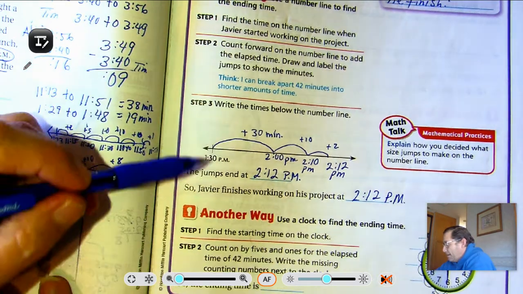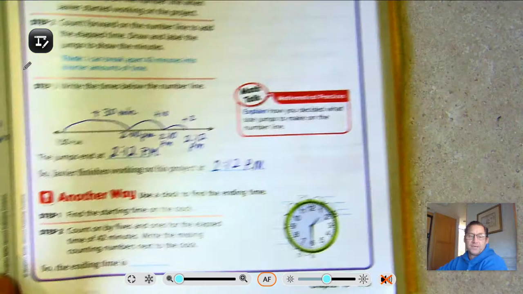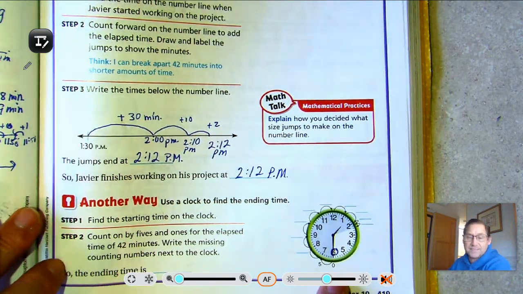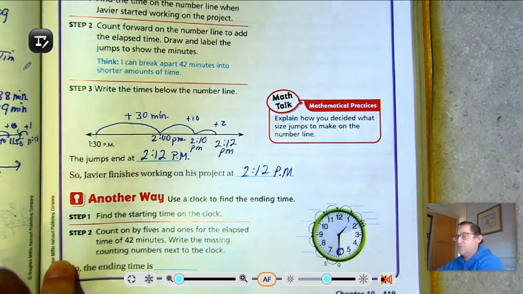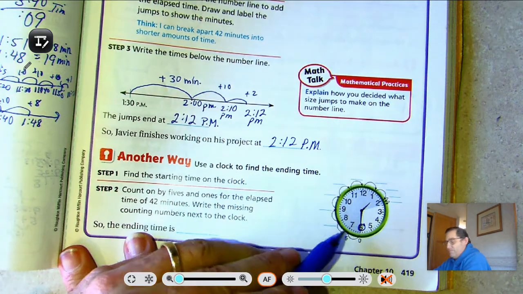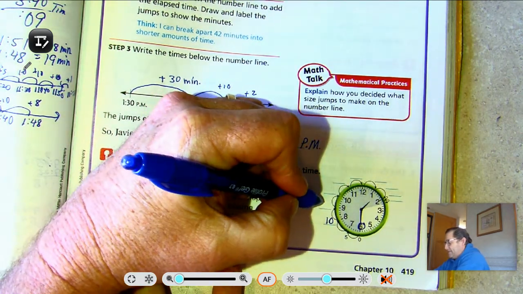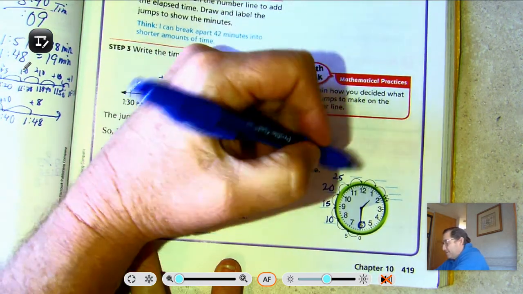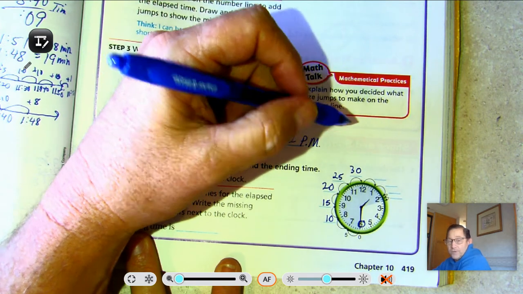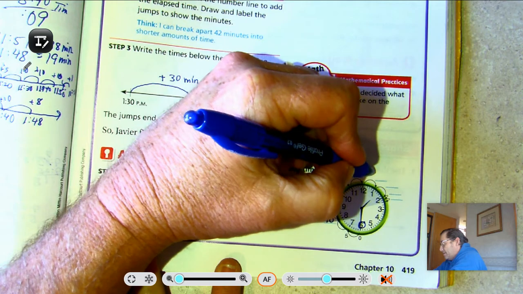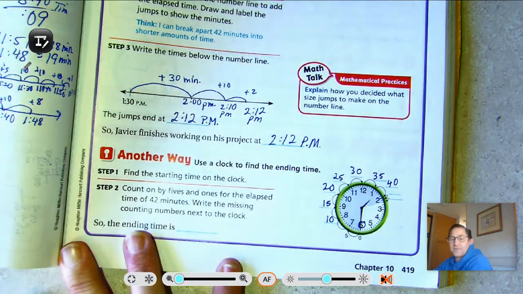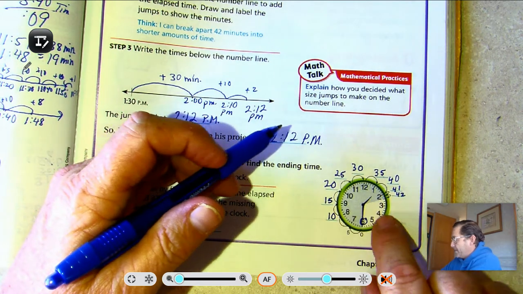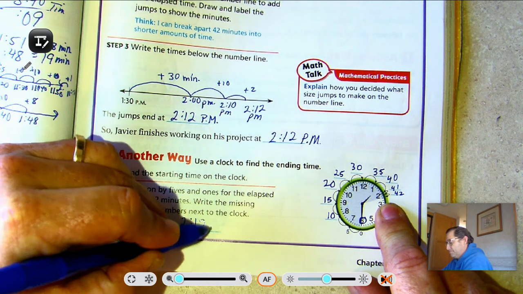Another way we could have done this is to use the analog clock and count forward. We would have found the starting time, 1:30, and that's why it says 0 minutes. We count forward by fives until we reach 42 minutes. The 7 would be 5, the 8 would be 10 minutes, 15 minutes at the 9, 20 minutes at the 10, 25 minutes at the 11, 30 minutes at the hour. So now we're at 2 o'clock, 35, 40, and now we count by ones, 41, 42. If it goes all the way around, we'd be at 2:12 p.m.